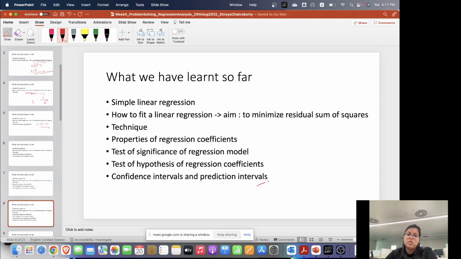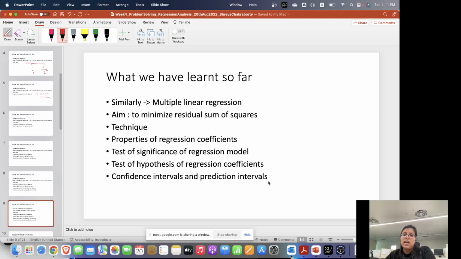So this was all about simple linear regression that we have learnt previously, and similarly we have learnt all of these for multiple linear regression as well. It's an extension of the simple linear regression problem. So this much we have done. Now when we are talking about a multiple linear regression problem, there could be several predictors.